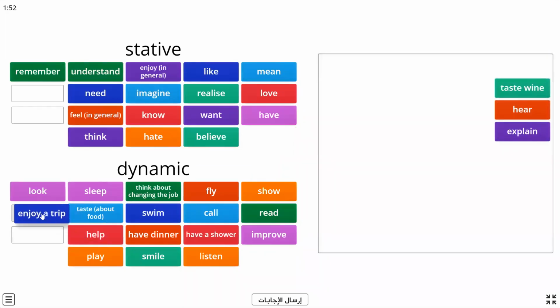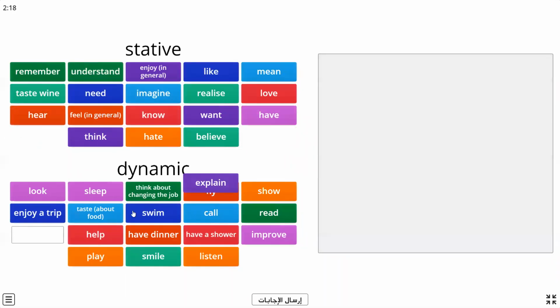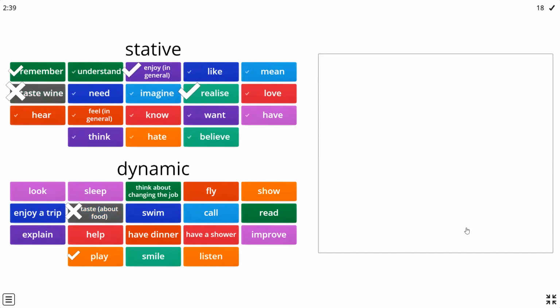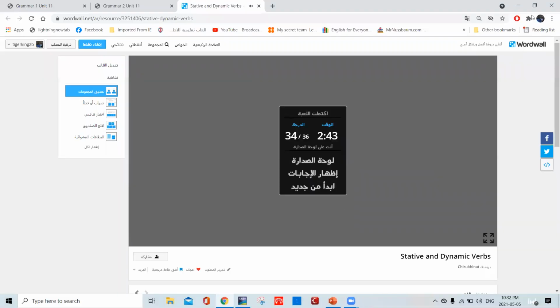Enjoy a trip, dynamic verb. Taste wine, a stative verb. Explain. We've got here two things to think about. Taste about food, taste wine. Taste about food, it's delicious, I think. Taste wine. Let's check. Is it right or wrong? So we have to change these two. So here, taste wine is a dynamic verb. Okay, good. Now let's move to the next exercise.